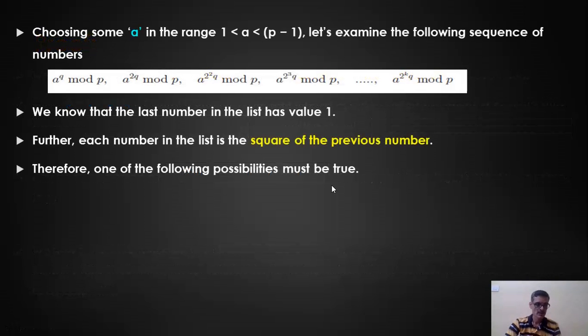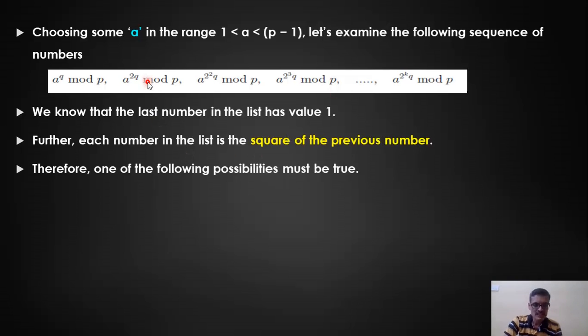Let's look at this. I'll choose some integer, let us say a, in the range of p minus 1. It can be anything. I'll take up an example and explain these concepts again later. We will verify this. This is the first condition, right? A to the power q mod p should be equal to 1. Or else, a to the power 2q mod p, a to the power 2 square q mod p, a to the power 2 cube q mod p, and so on, a to the power 2^k into q mod p should be equal to 1 or minus 1. In that case, p is a prime number.